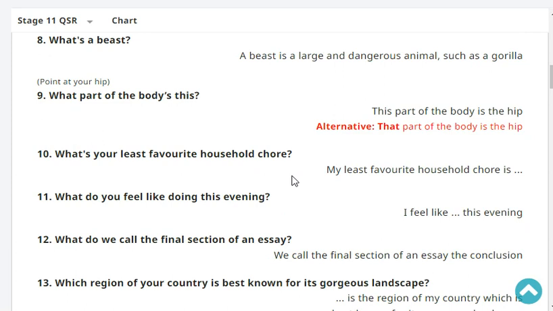What's your least favorite household chore? My least favorite household chore is cleaning the toilet. Very good.